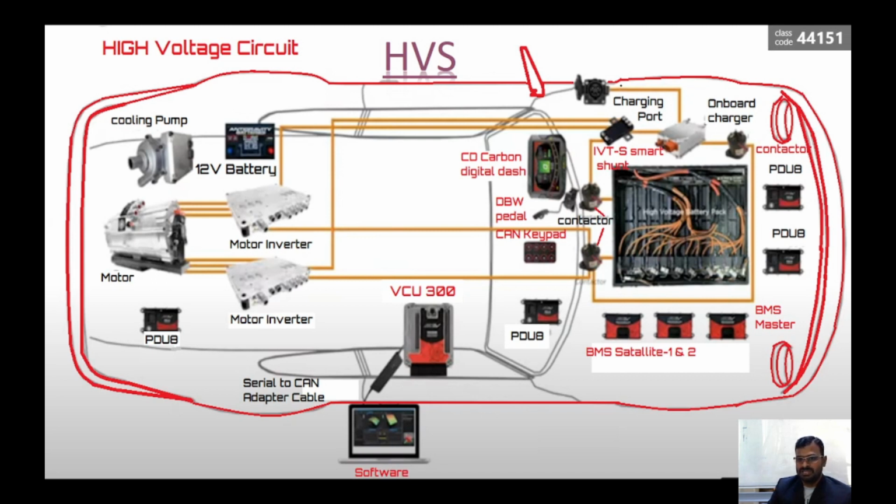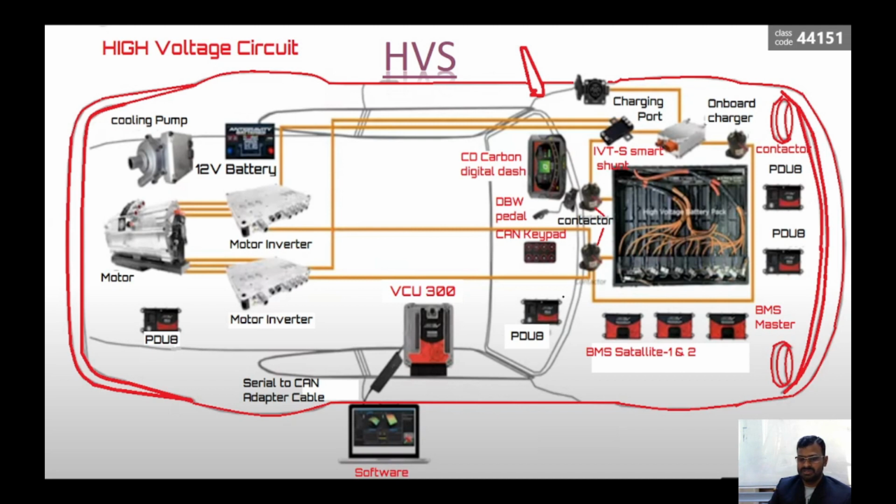Here you have a charging port, which is going to connect to the charging point, where you will get the AC supply from the grid, and it will be connected to the onboard charger here. This onboard charger is going to convert this AC into high voltage DC, and it is going to connect through a contactor to the battery. So the battery is going to deliver power to the inverters here. You can see this contactor is going to deliver the power to the inverter, and these contactors are controlled by this PDU unit.